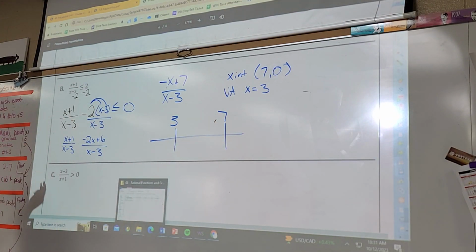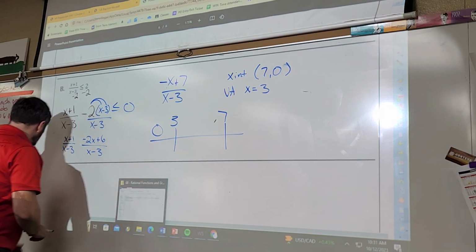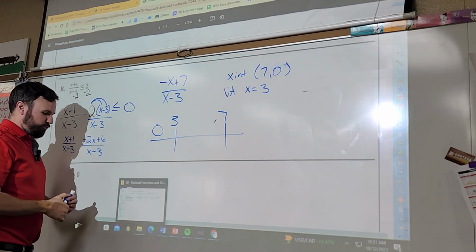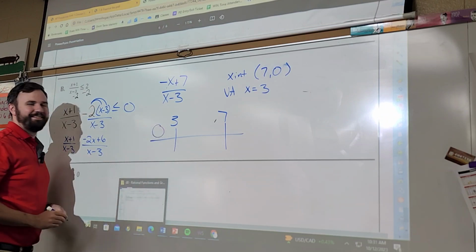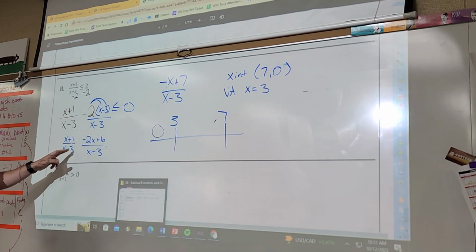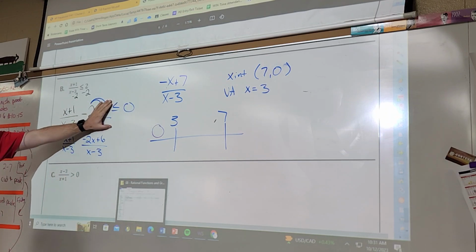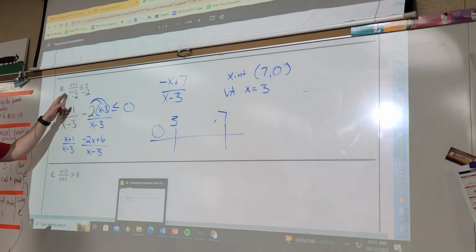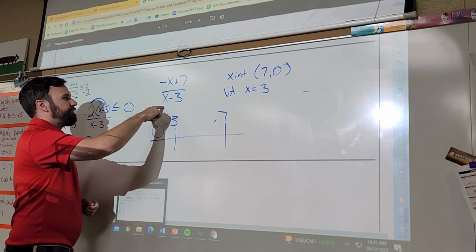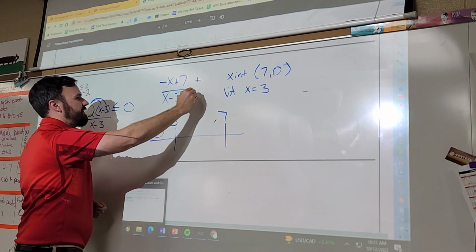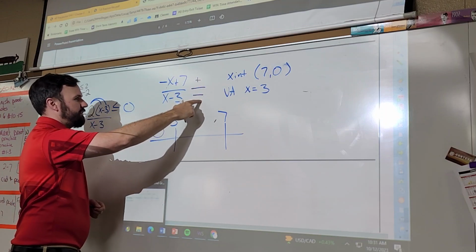What do you want to plug in? Let's do 0. Let's use a different color because it's fun. These two things are the same equation, right? Just don't plug into that one. So I'm going to plug in 0 up here. So I get a positive and a negative, correct? What's a positive divided by negative?